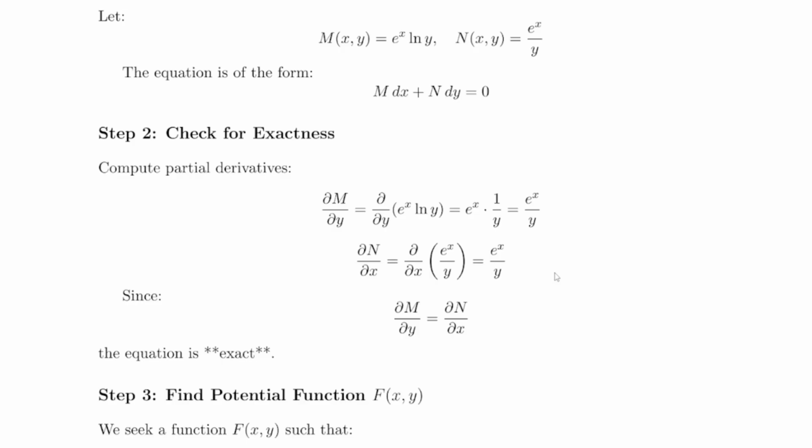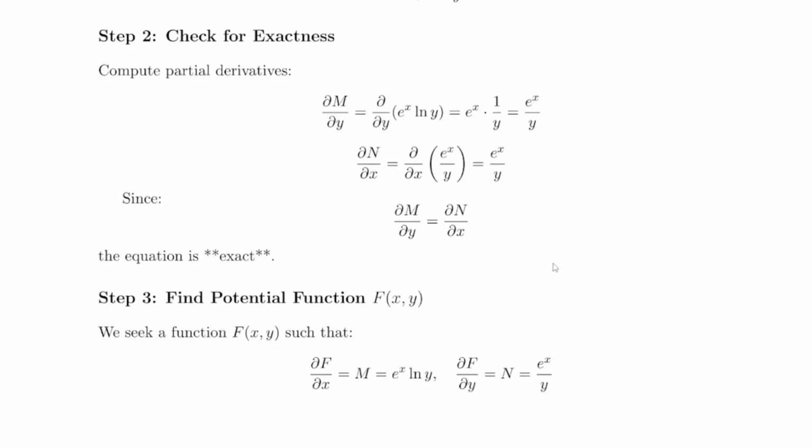So the next step is to see if it's an exact differential equation. To check for exactness, you want to set the partial derivatives equal to each other. So the partial of M with respect to y has to equal the partial of N with respect to x. We take e to the x natural log y, the derivative with respect to y, to get e to the x over y, and the partial of e to the x over y with respect to x also gives e to the x over y. So the partial derivatives are the same, which means the equation is exact.